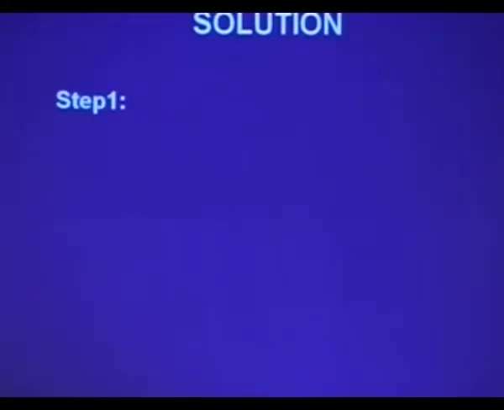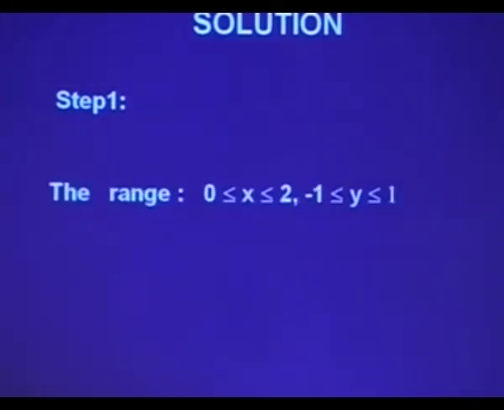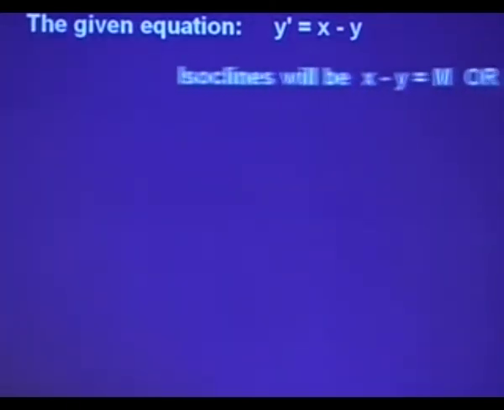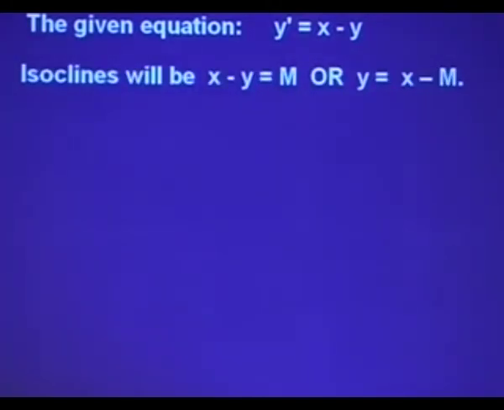First step, the range and grid. Here we have been given that we have to take the range for x from 0 to 2 and for y from minus 1 to plus 1, and the grid should have at least 11 cross 11 points. So, first we find what the isoclines are. The given equation is y dash is equal to x minus y. So, the isoclines would be f x y is equal to m. Here f x y is x minus y, that is x minus y is equal to m, or we would write y is equal to x minus m.